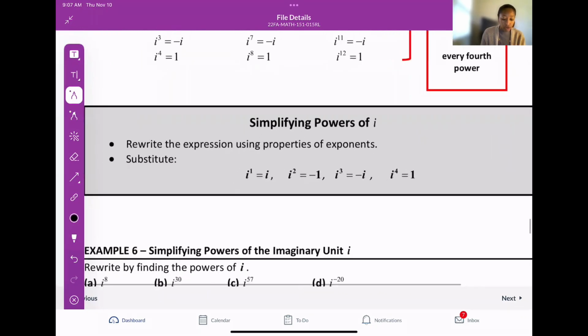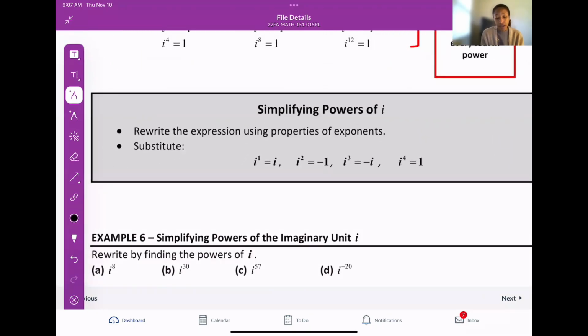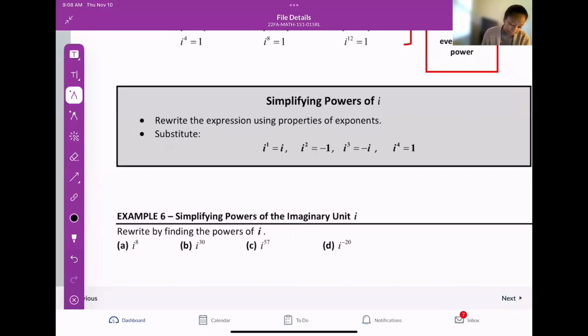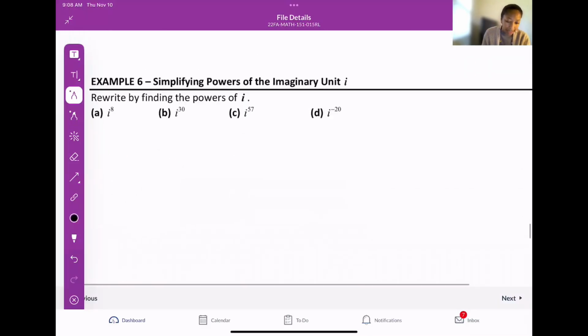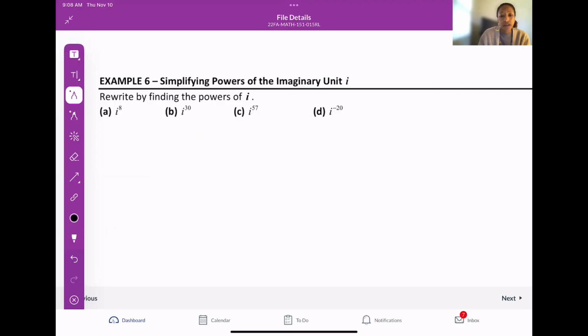All right, so for simplifying powers of i, rewrite the expression using properties of exponents, and then substitute i for i to the 1st power, -1 for i squared, -i for i cubed, and 1 for i to the 4th. All right, let's do this. So for the last example we have here, there aren't any extra practice ones, so we're just going to do example 6 from the book.